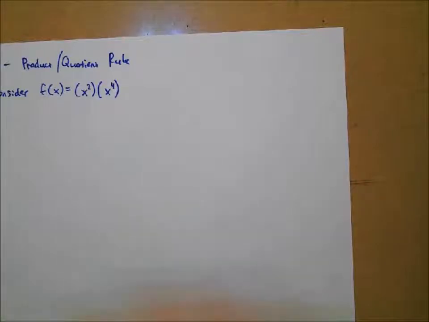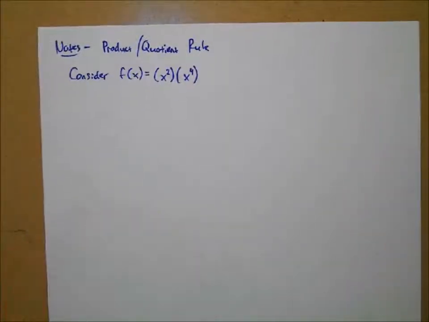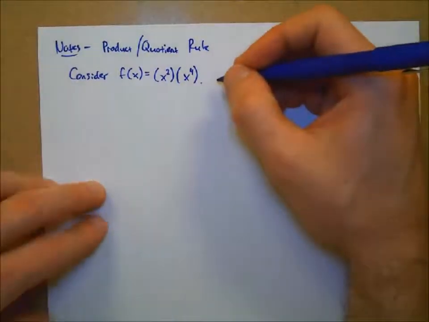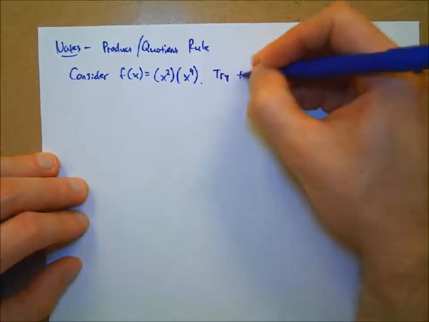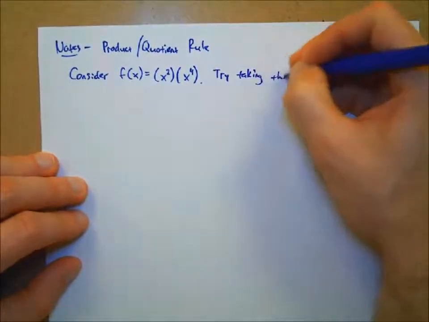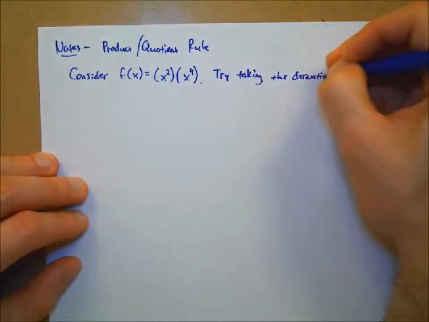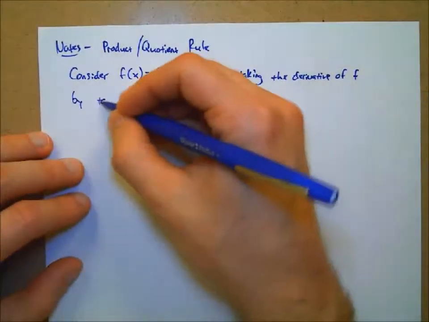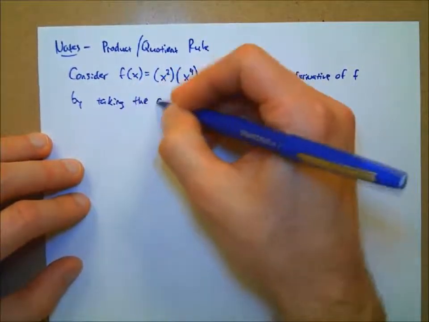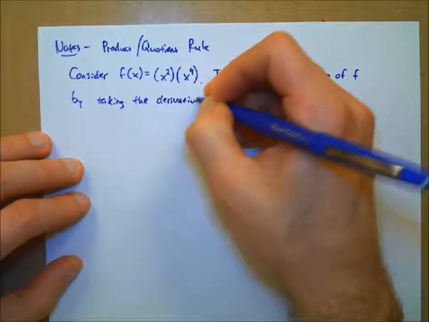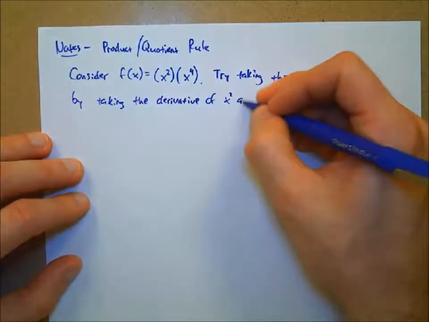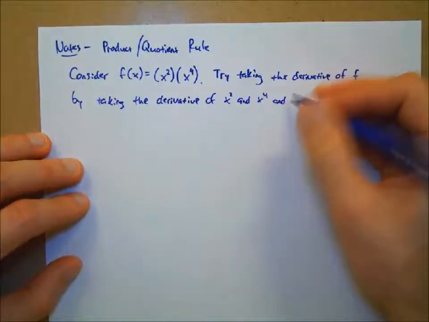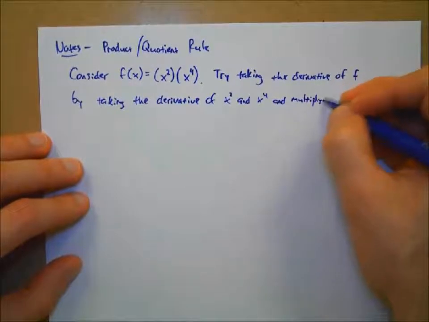Consider the function f of x, which is equal to x squared times x to the fourth. What I'm going to do first here is try taking the derivative of f by taking the derivative of x squared and x to the fourth and multiplying together.